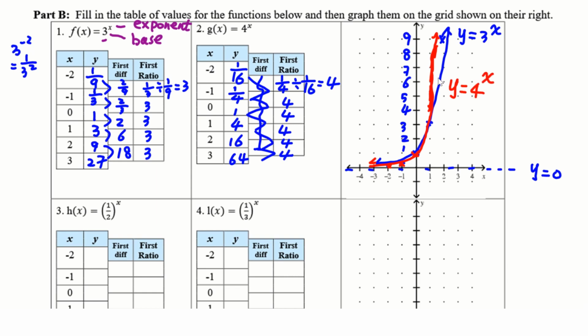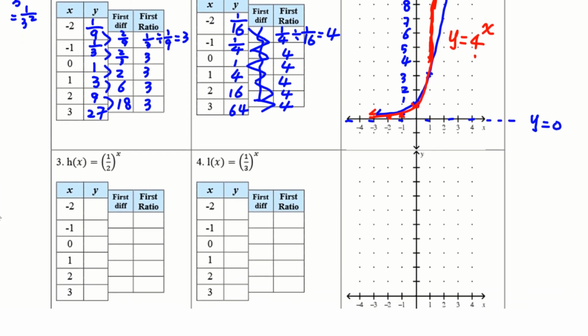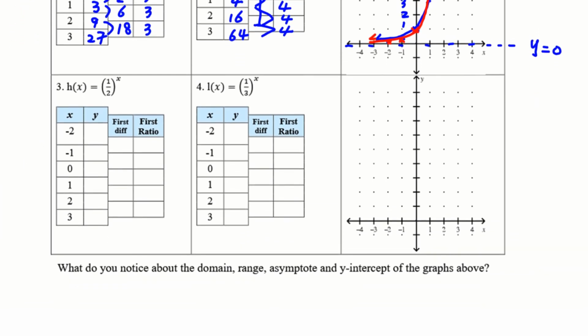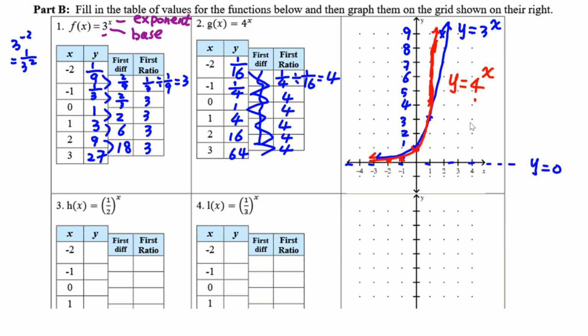From these two graphs, you will see if the base is greater than 1, the graph after x equals 1 is getting steeper and steeper. So this one is increasing. From left to right, it's going up, so the graph is increasing. Then we are going to see the base less than 1.